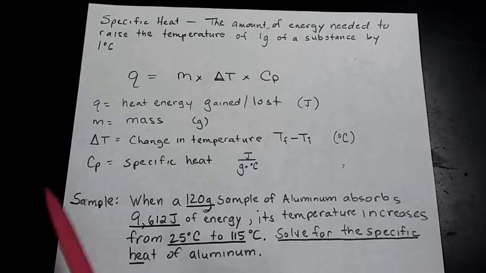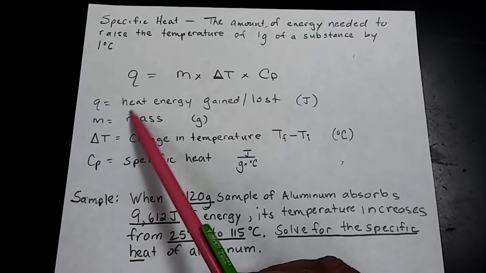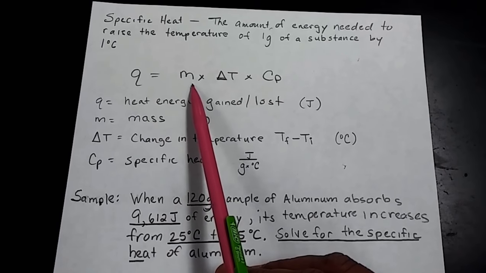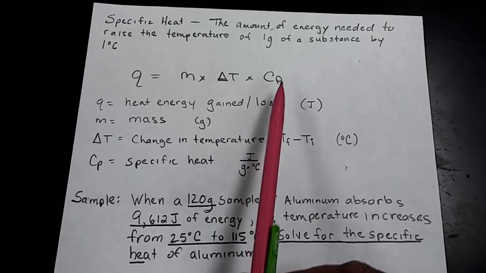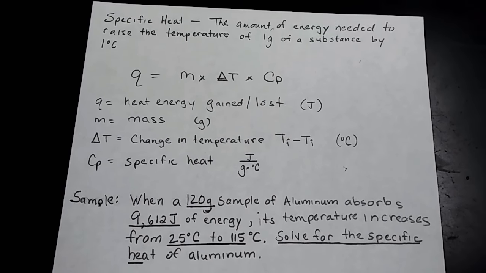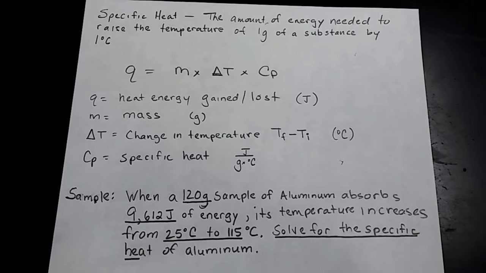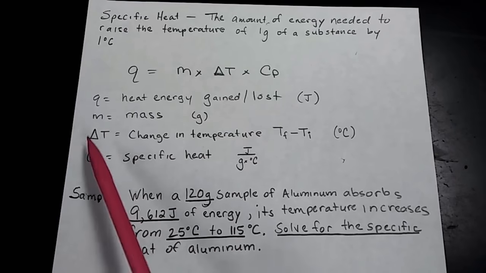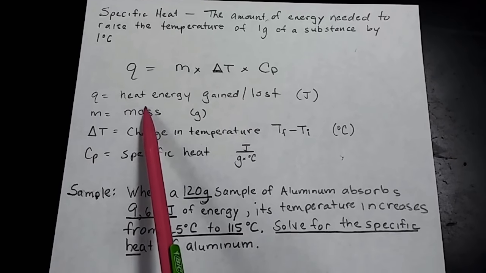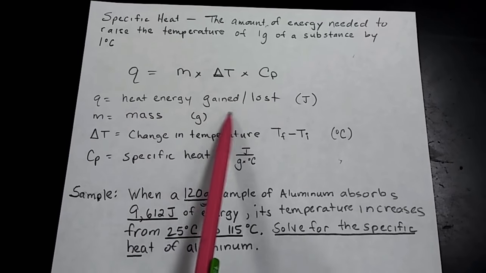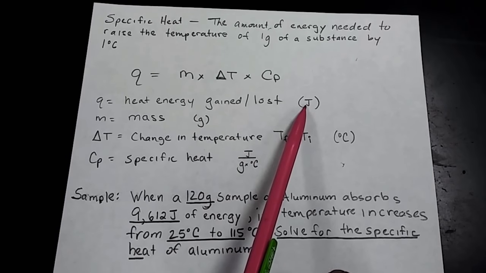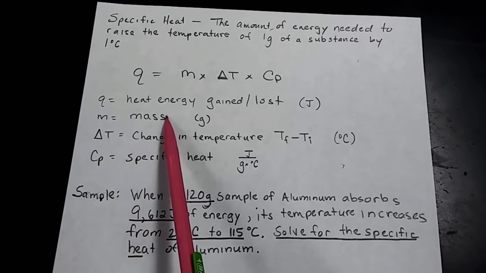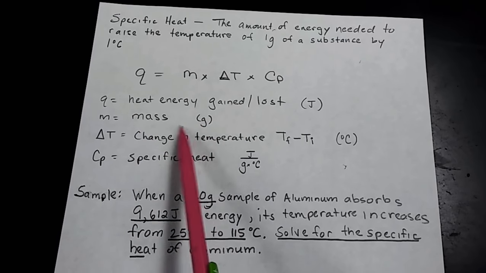So this is your main formula, where you're solving for heat, and heat is equal to mass times change in temperature times specific heat. That should be in your notes. I just broke it down for you, but Q, according to your notes, is heat energy that's gained or lost, and the units that we use for Q are J, which is joules. M stands for mass. The units we use are grams.